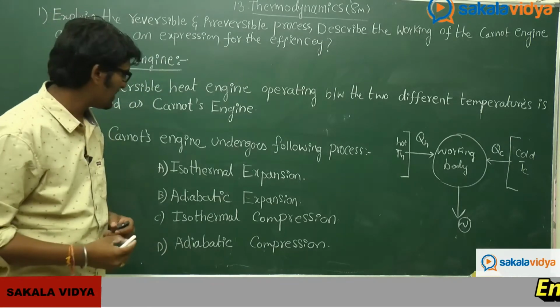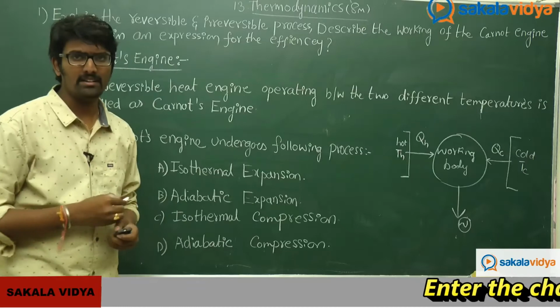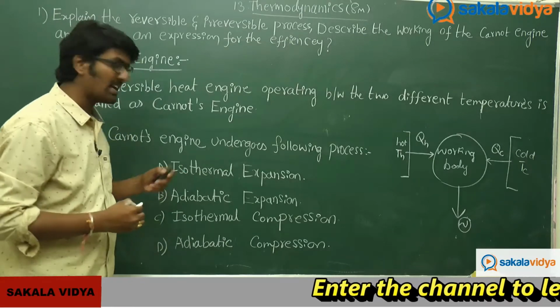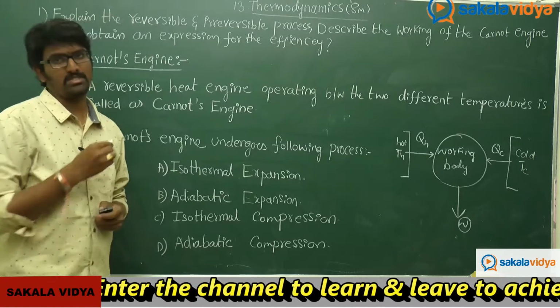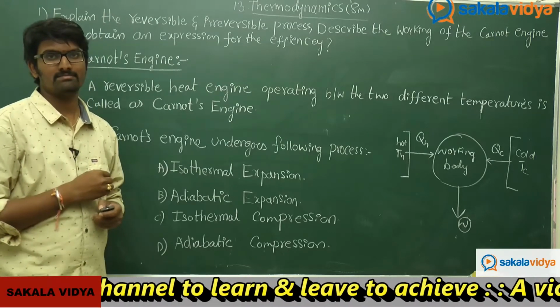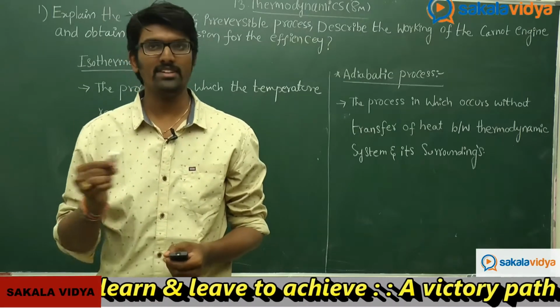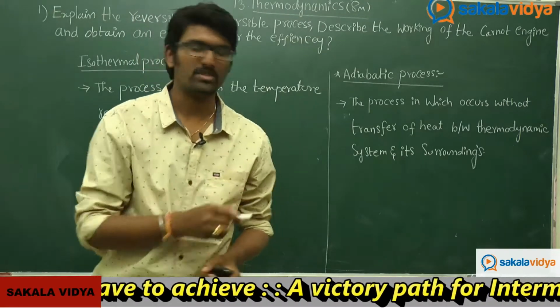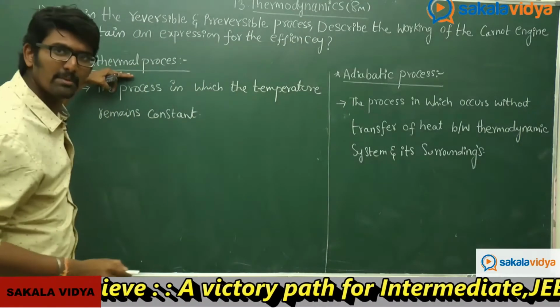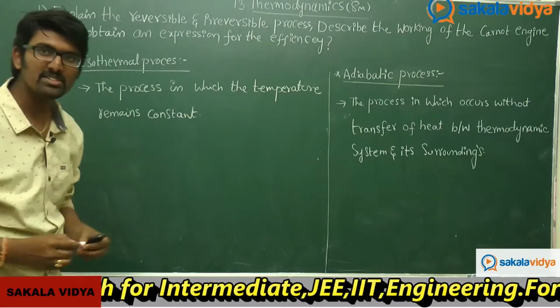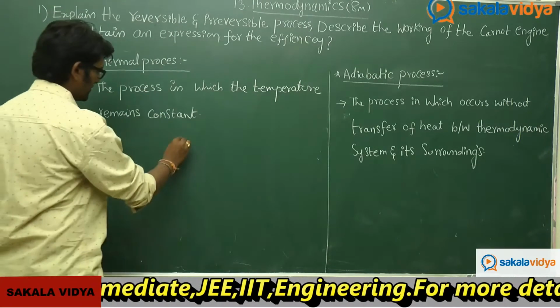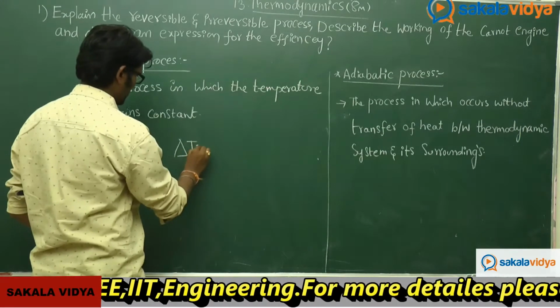So what is isothermal and adiabatic? Let us have a discussion on what is an isothermal and adiabatic process. Let us understand the concept. What is an isothermal process? The process in which the temperature remains constant, which means delta T is equal to 0.